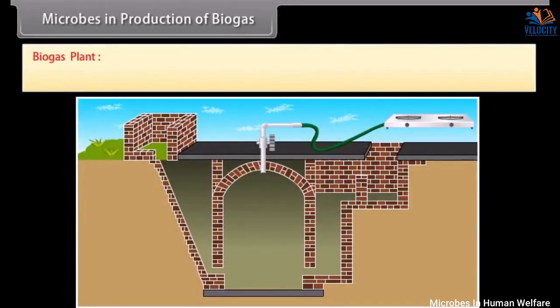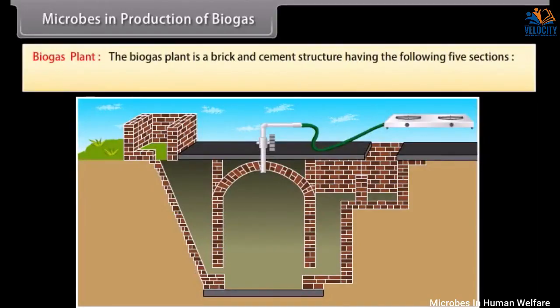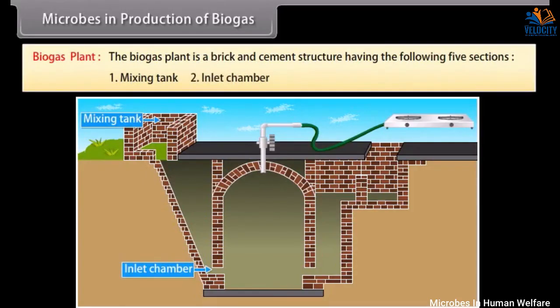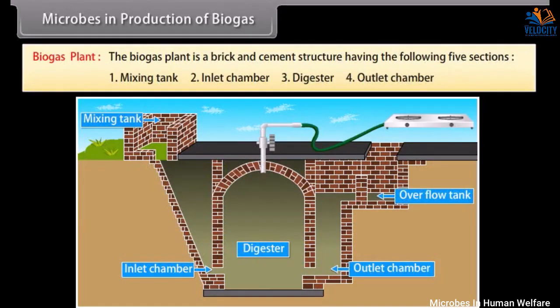Biogas plant. The biogas plant is a brick and cement structure having the following 5 sections. Number 1. Mixing tank. Number 2. Inlet chamber. Number 3. Digester. Number 4. Outlet chamber. Number 5. Overflow tank.